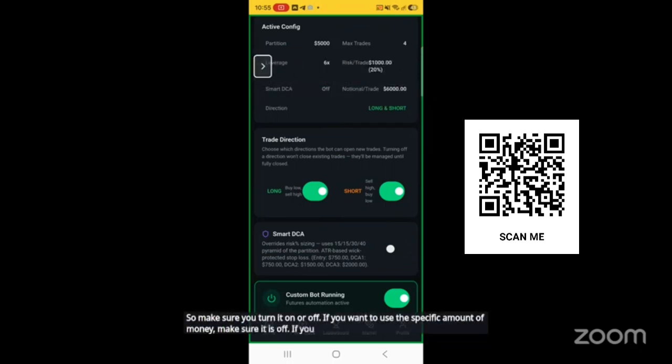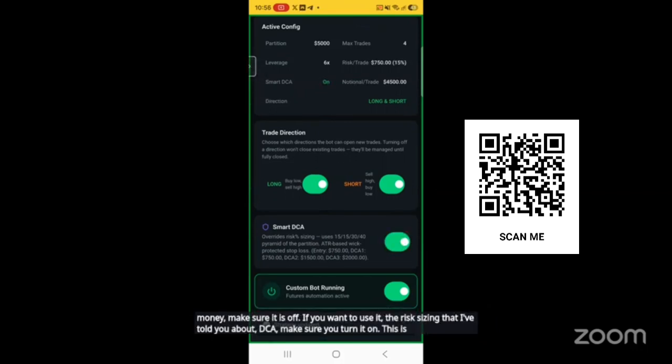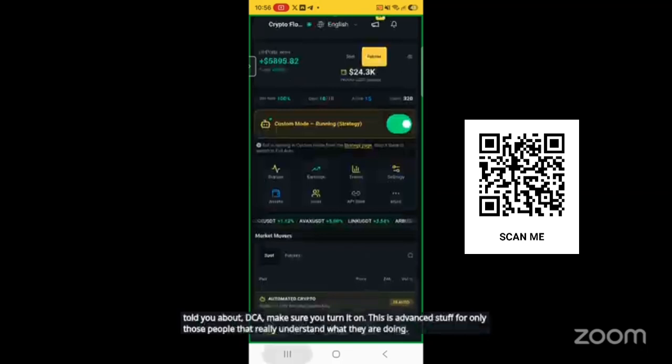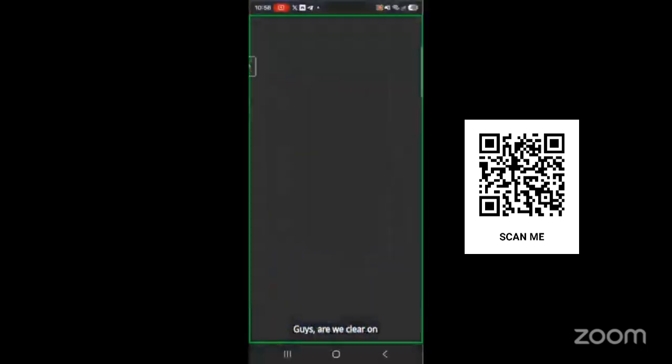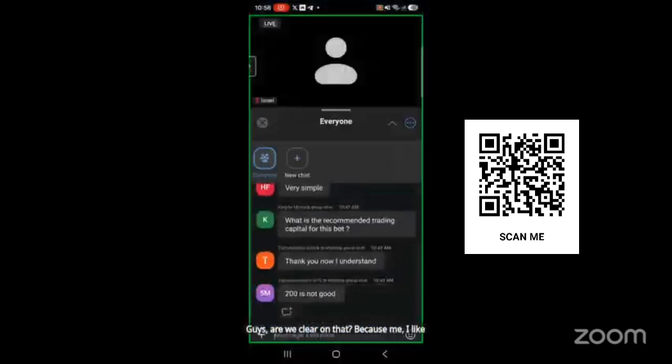If you want to use the risk sizing that I've told you about, DCA, make sure you turn it on. This is advanced stuff for only those people that really understand what they are doing. Guys, are we clear on that? Because me, I like explaining so that we understand rather than cramming.